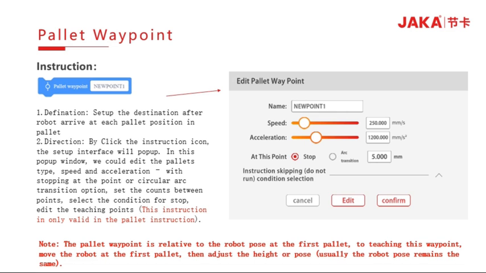Notice that the pallet waypoint is relative to the robot pose at the first position of the pallet. To teach this waypoint, move the robot to the first position of the pallet, then adjust the height or pose. Usually, the robot pose remains the same.